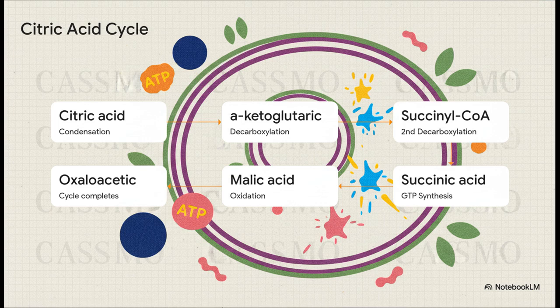CASSMO. First, citric acid, formed from the condensation of acetyl-CoA and oxaloacetic acid. Second, alpha-ketoglutaric acid, after our first decarboxylation. Third, succinyl-CoA, after the second. Fourth, succinic acid, where we synthesize that GTP. Fifth, malic acid. And finally, oxaloacetic acid, regenerating the starting material to complete the whole cycle. Lock CASSMO in your mind for test day, for sure.